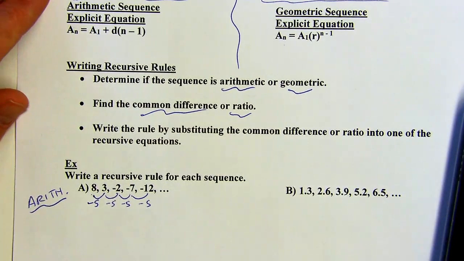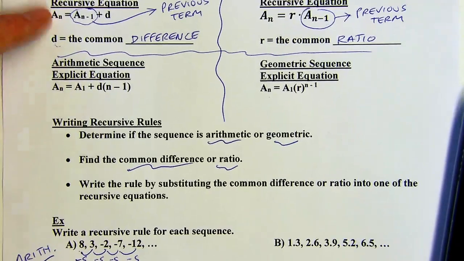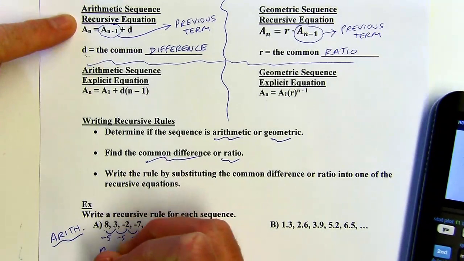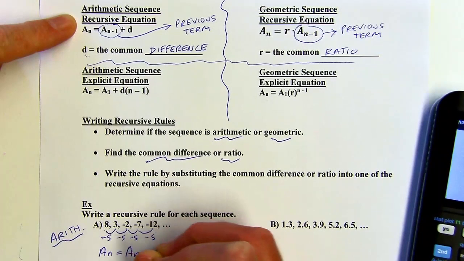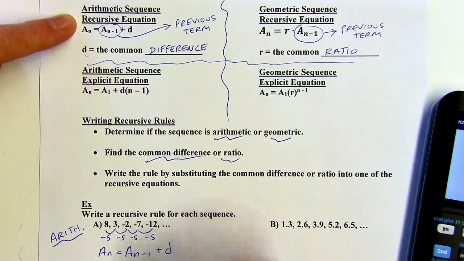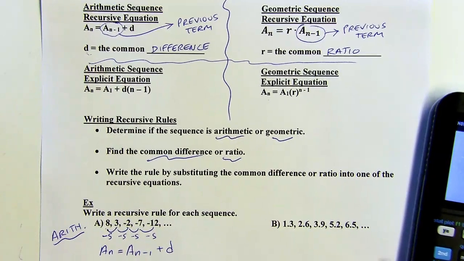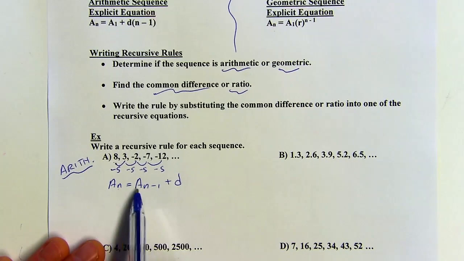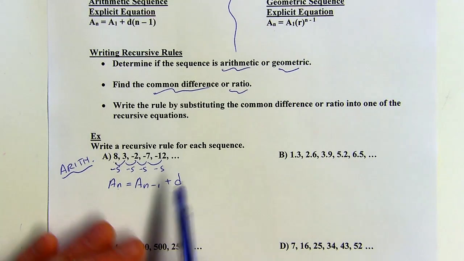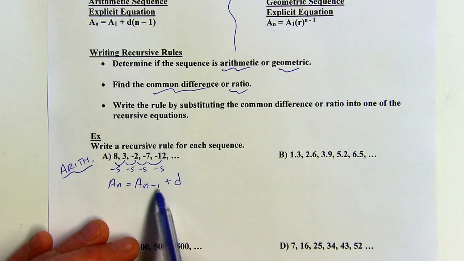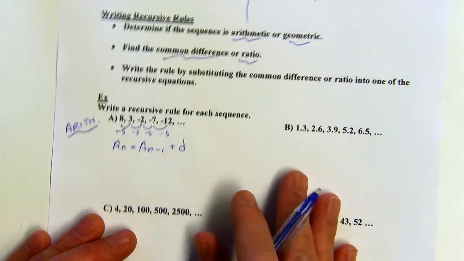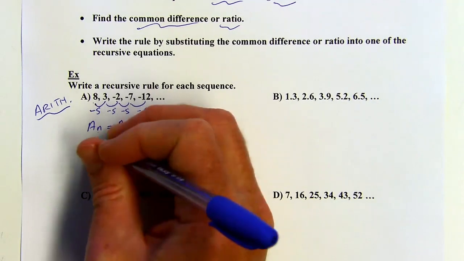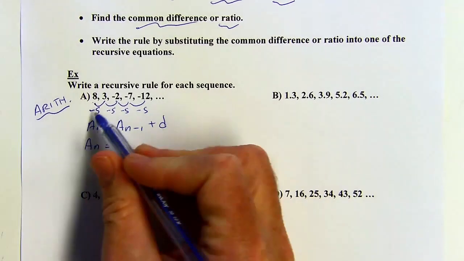That means I'm going to be using the recursive arithmetic equation. So I'm using a sub n equals a sub n minus 1 plus d. It's really important that the n minus 1, if it's supposed to be a footnote, that it is there. Because if you wrote it a sub n minus 1 without the n minus 1 small and down at the bottom, it would mean something different, right? But all I have to do then is plug in the d, which I've already found. The d is the difference. It's -5.